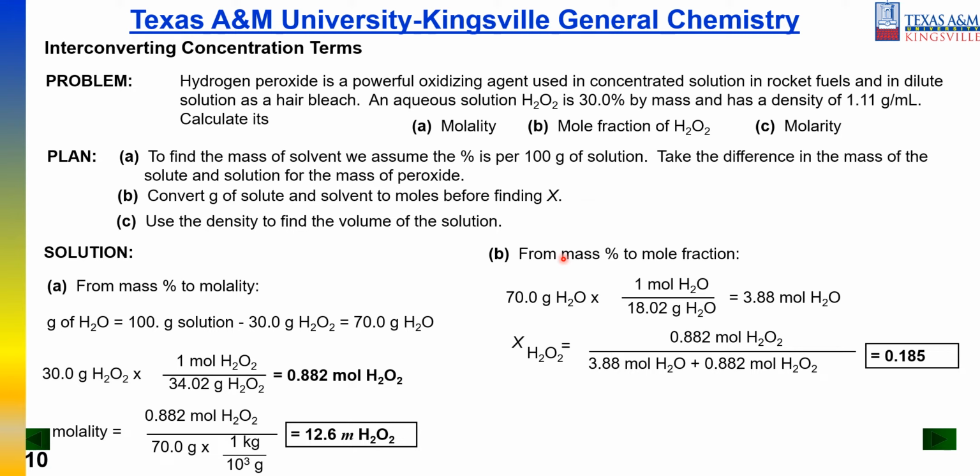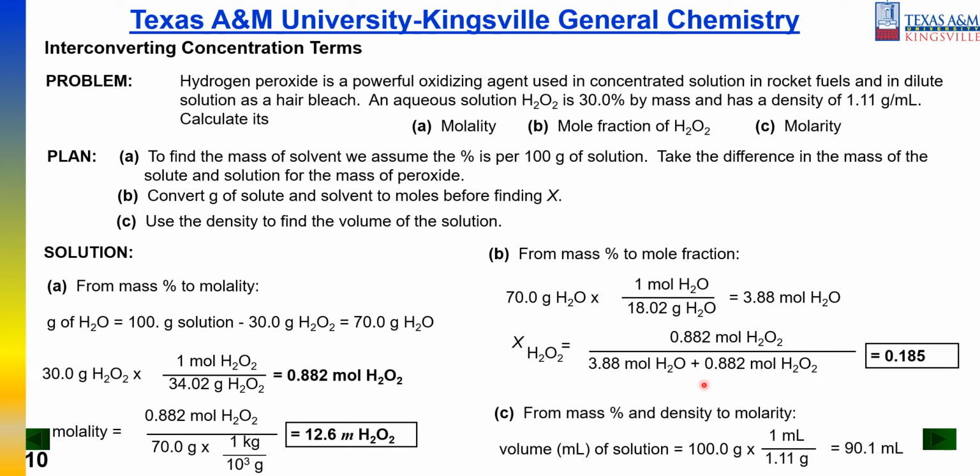Second question, you want to determine the mole fraction. Therefore, you need the moles of your hydrogen peroxide and the moles of your water. Moles of water, you can use 70 grams divided by its molar mass, 18.02. You determine the moles. And then for mole fraction, you use the hydrogen peroxide, 0.88, divided by total moles. The mole fraction for hydrogen peroxide is 0.185.